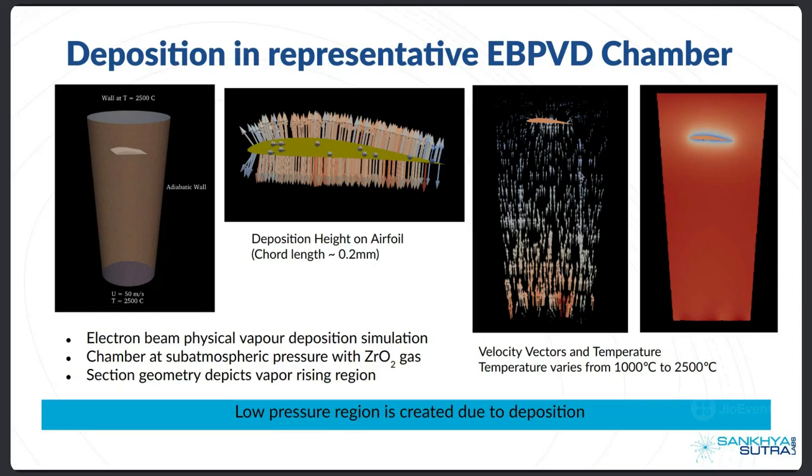What is shown here is the temperature and velocity profile in this setup. So the temperature varies from around 1000 to 2005 degrees Celsius. That's because during operations, the airfoil is maintained at around 1000 degrees Celsius. So that's the reason you see variation in the temperature.